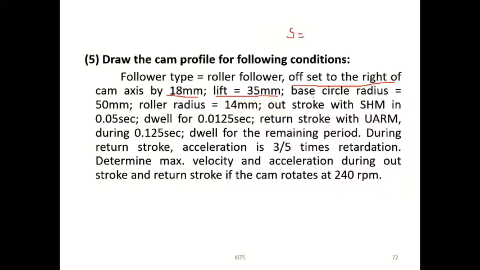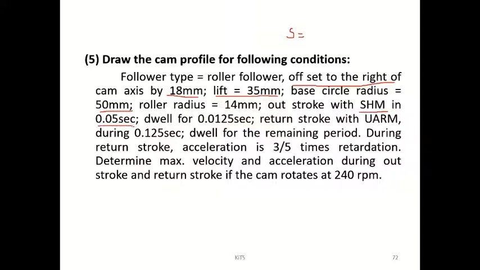Then base circle radius is 50 mm, roller radius 14 mm. Outstroke, while going out, is having an SHM motion, that is simple harmonic motion. In the previous problems, they might have given the degree value, 30 degree, 60 degree or 120 degree, but in this problem they didn't give the degree value. Instead they have given the seconds.